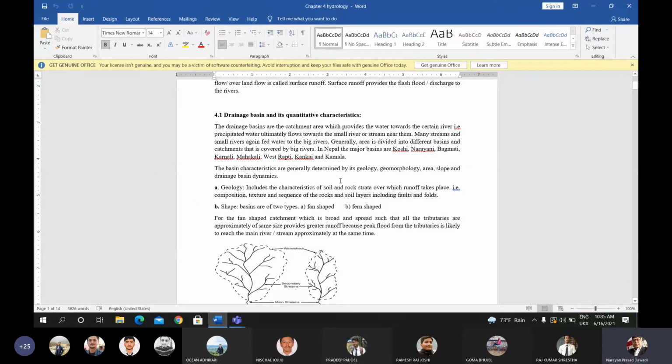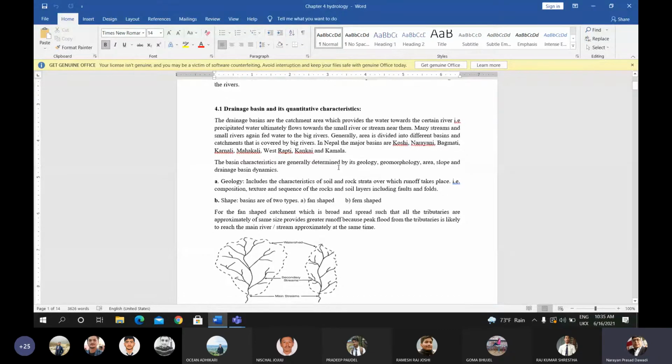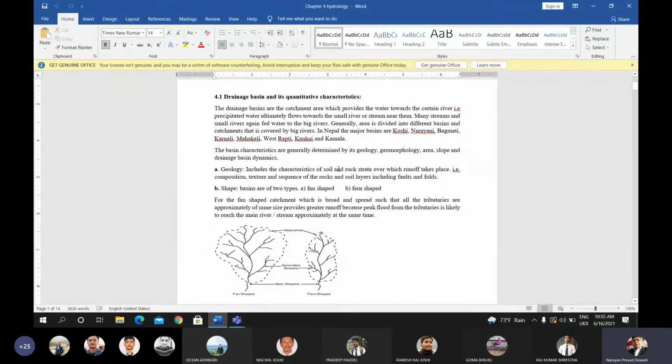These are the basic characteristics of the drainage basin. The drainage basin has different characters. Their geology is different. Geology means the type of land formation, that is, the type of soil, rock, and strata, and the rock may have different faults and folds and cracks. So this formation of the soil layers and the rock structure is related to the geology.